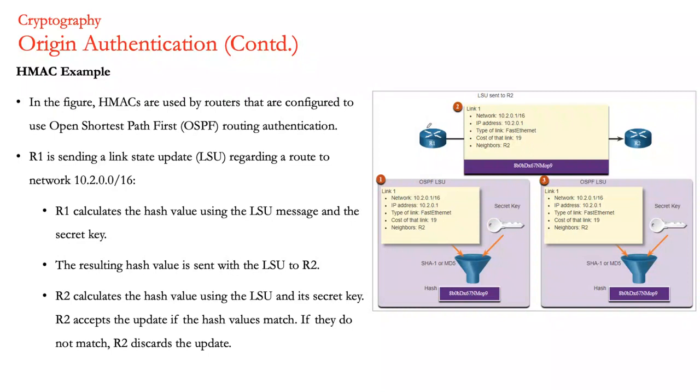Then the router follows this HMAC procedure. In the HMAC procedure, along with this message, the router will have the secret key of router 2.